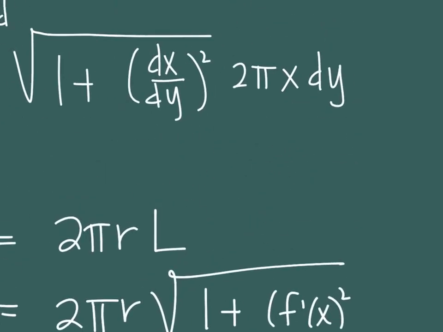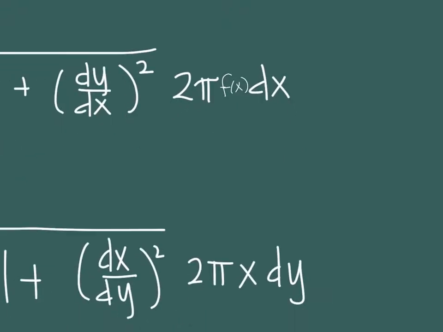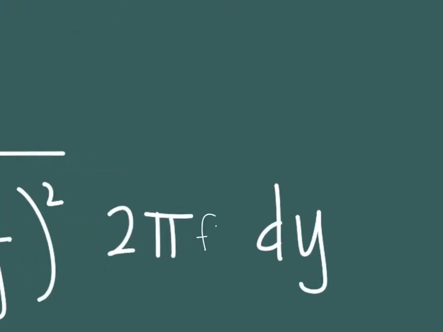Okay, if you don't like y right there, if you'd rather have it, y is the same as f of x. If you would rather put f of x right there, those are the same thing. That radius is always changing depending on what f of x is. If you don't like x right here, you can make that be f of y. Those are the same thing.